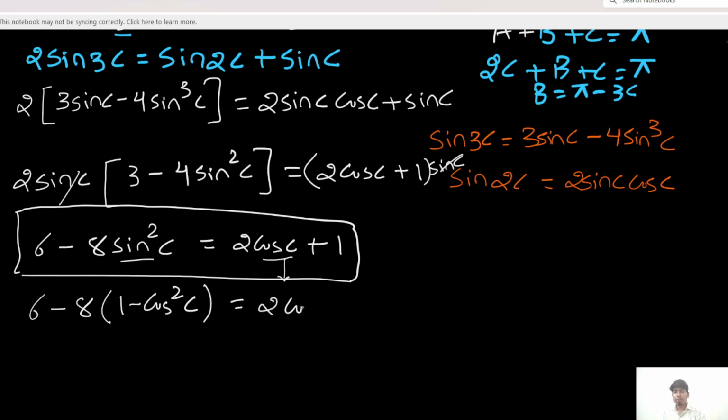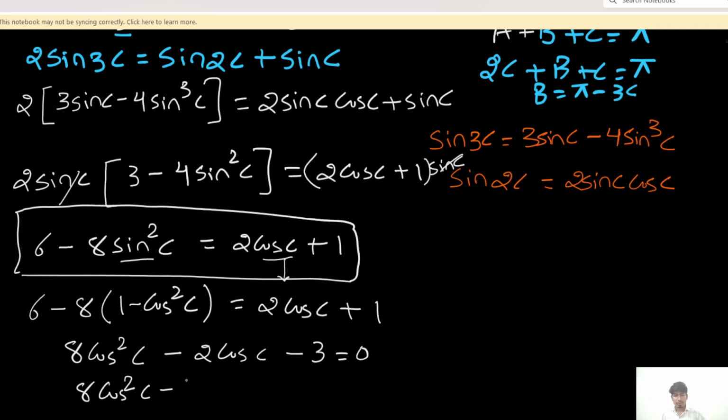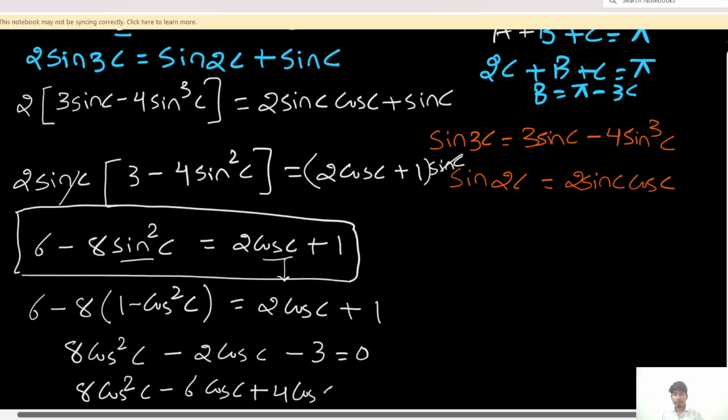Okay, this is equal to 2 cos c plus 1. This implies 8 cos square c minus 2 cos c minus 3 is equal to 0. And how do we solve this? 2 cos square c minus 1... minus 6 cos c plus 4 cos c minus 3 equal to 0.